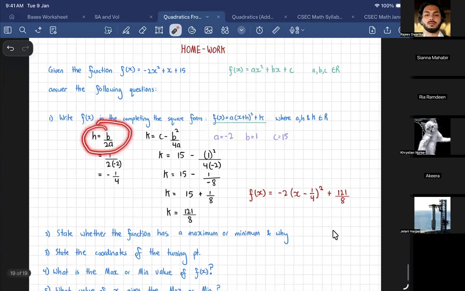This is the formula for h, b over 2a. And this is the formula for k, c minus b squared over 4a. So all you're going to do is plug in the values for a, b, and c, and bam, just like that, you have h and k. Once you have a, h, and k, you just substitute them into that form and you're fine.